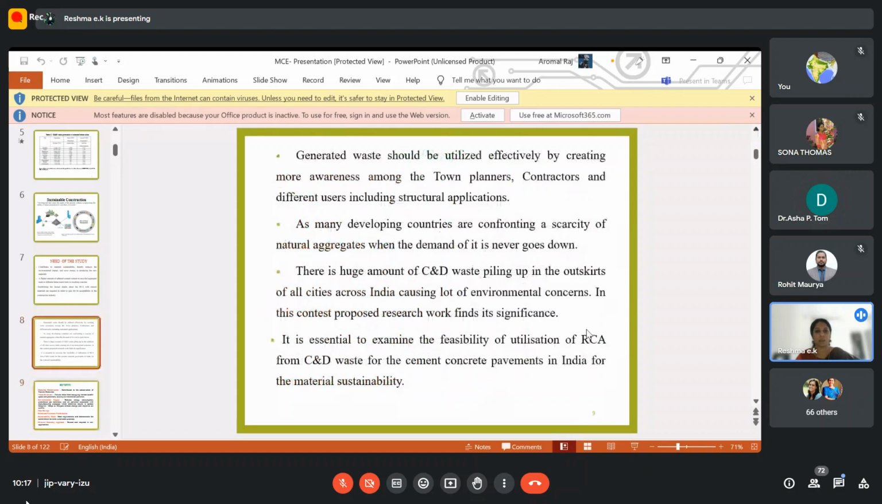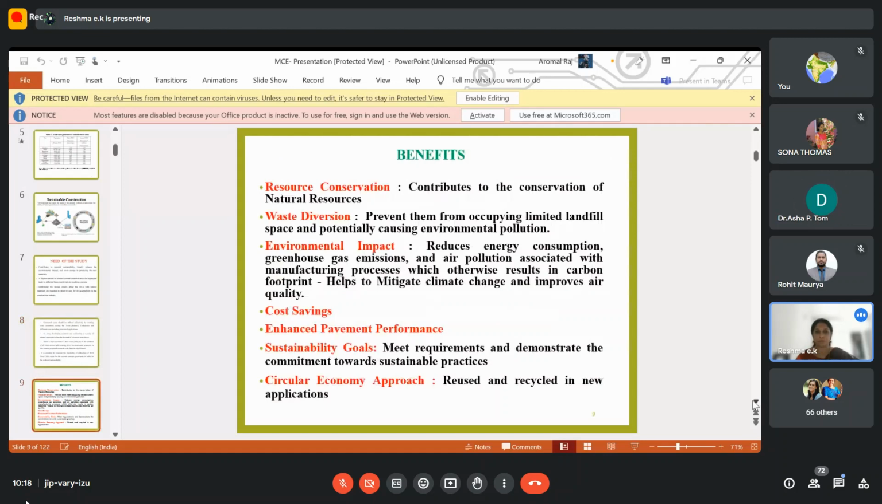And it is essential to examine the feasibility of utilization of RCA. So we need to know how much percentage of recycled concrete aggregate can be used without any improvement measures. These are in one word. I have written: resource conservation, waste diversion. These are the benefits of using recycled concrete aggregate, which is already discussed.